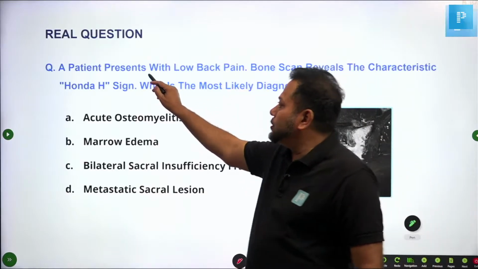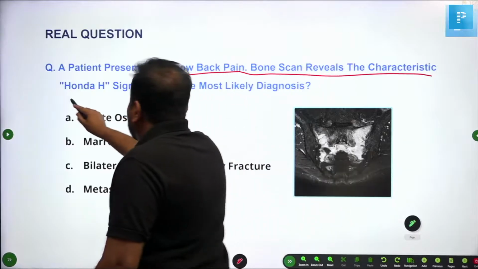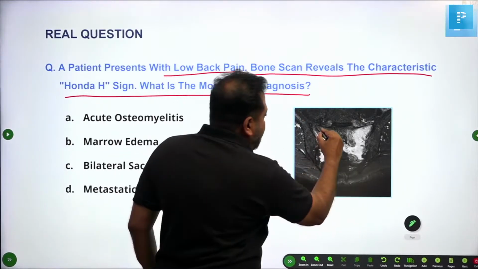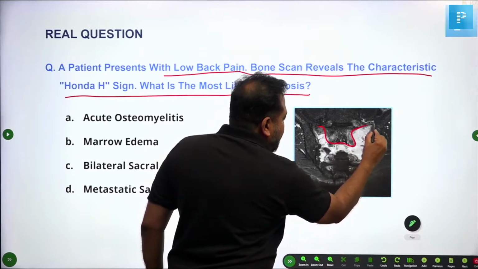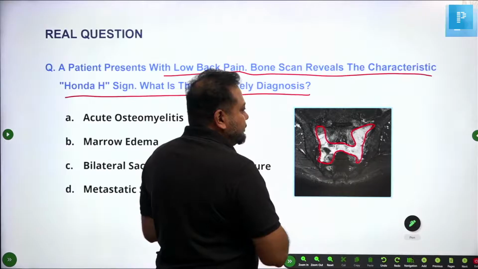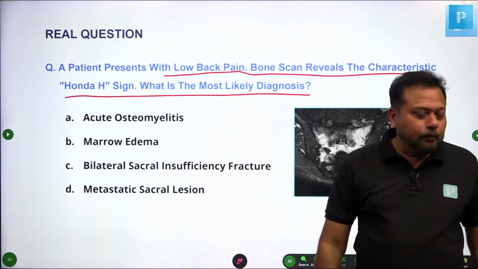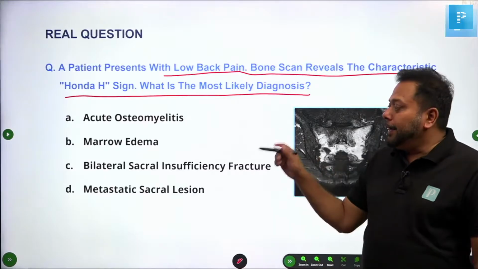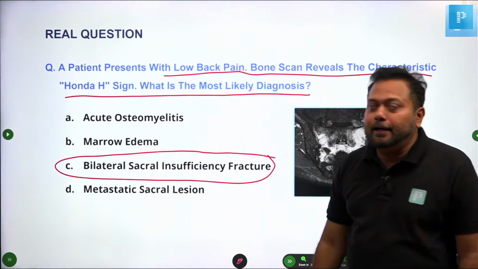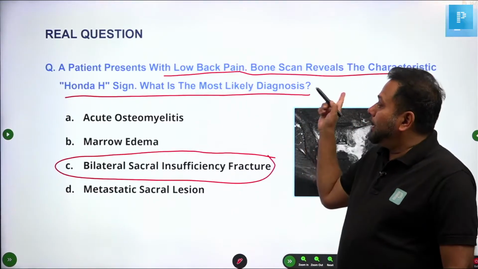Now quickly we will see the real question they had asked in the INI-CET. A patient presents with low back pain. Bone scan reveals the characteristic Honda H sign. What is the most likely diagnosis? You are able to see here, it exactly looks like the Honda car symbol. This is called the Honda H sign. The answer is bilateral sacral insufficiency fracture. Honda H sign in low backache.